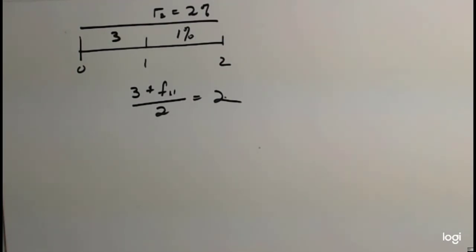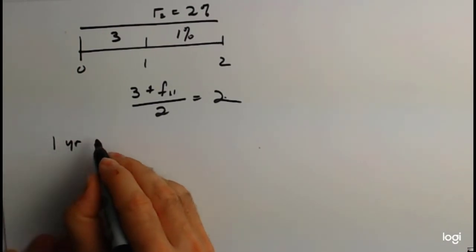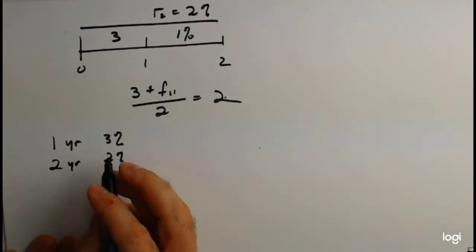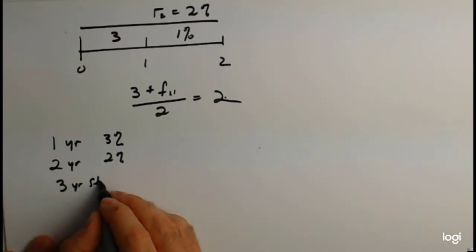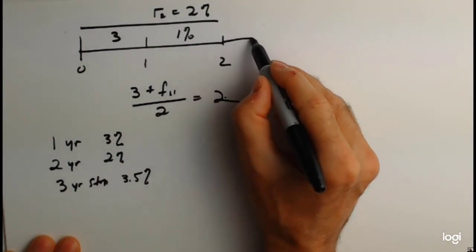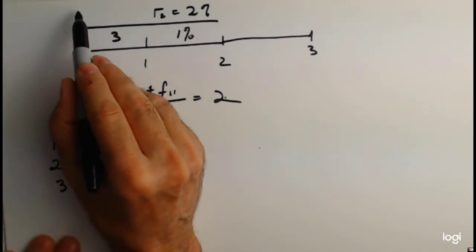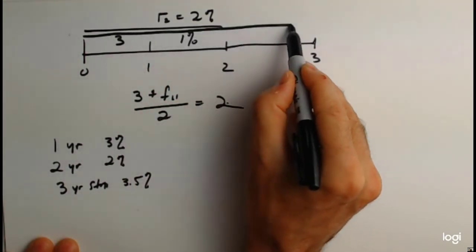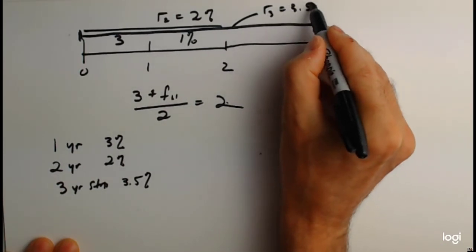So now let's extend the example. Remember, we had a 1-year T-bill at 3%, and a 2-year strip at 2%. Now let's add a 3-year strip with a 3.5% interest rate. So basically, we're extending this, and this line right here is R3, and that's 3.5%.